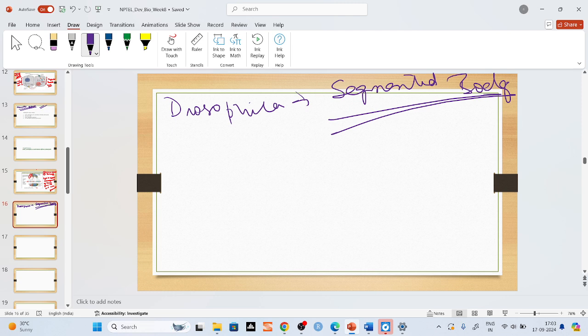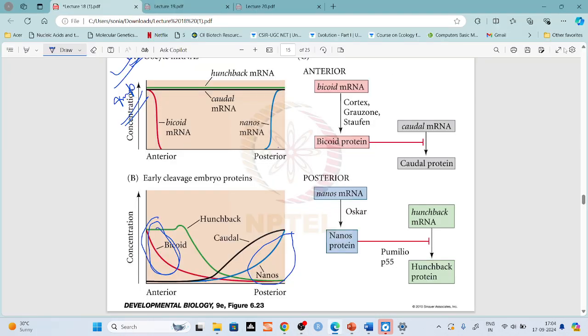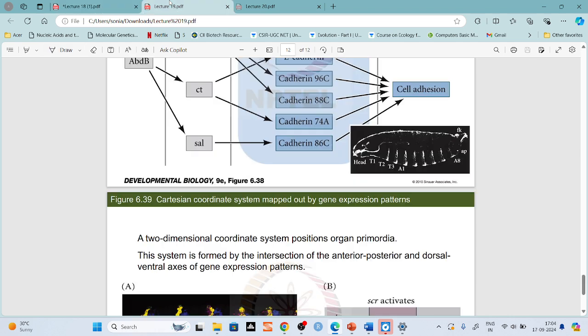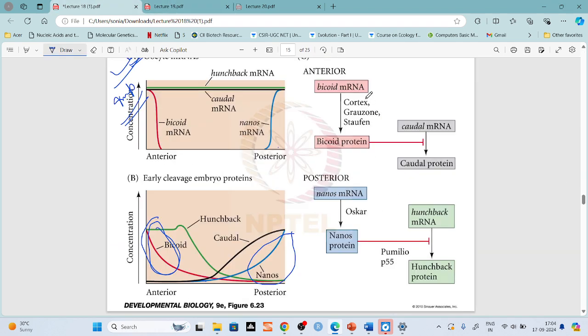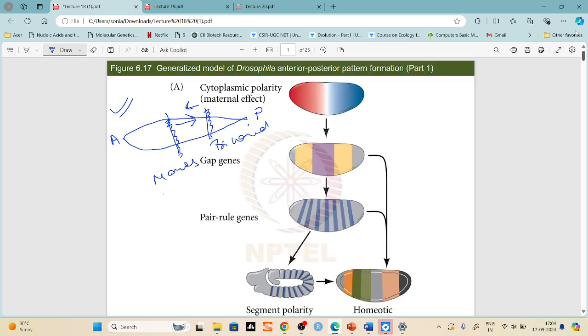So, if we see this particular graph, it's in the first picture. So from here we'll start with, see the hierarchy. First there are maternal genes, then there are gap genes, then there are pair rule genes, then you have segment polarity genes, and then it comes to the homeotic selector genes.